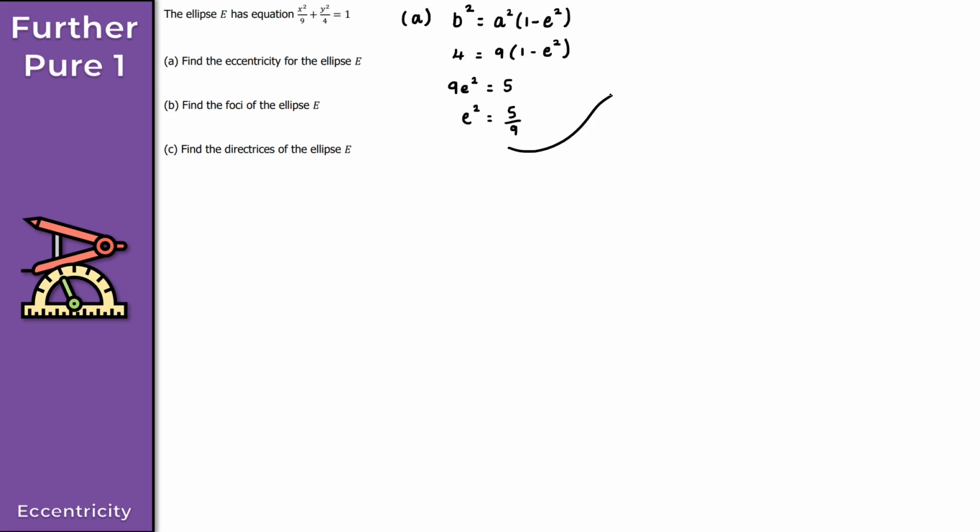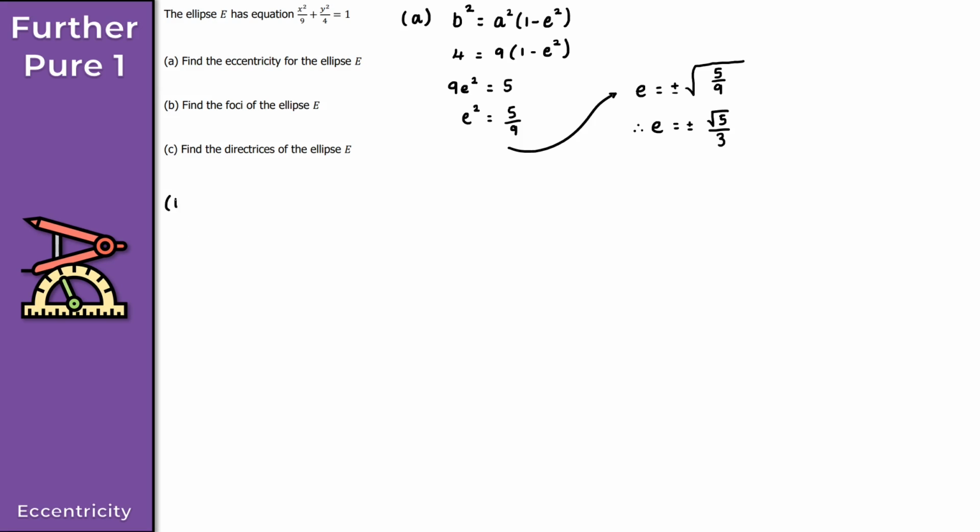If we just want e, all we need to do is take the square root of both sides. Don't forget we also need the negative solution, so we get plus or minus the square root of 5 over 9. Clearly we can simplify this, because the square root of 9 is 3. So the eccentricity for the ellipse E is plus or minus the square root of 5 over 3. That gives us the solution to part A.